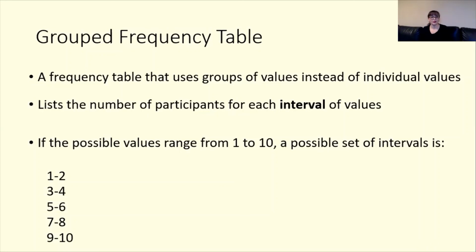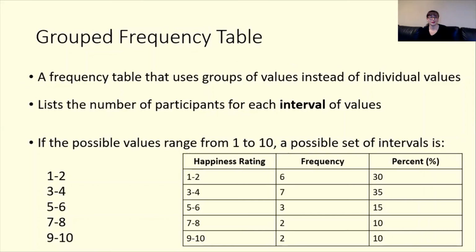And this is our frequency tables. And so this is an example of what that would look like. Again, we see that we have our rating, our frequency, our percentage, just as an example here. And so it's going to look exactly the same. We're just using these intervals instead of individual score values.